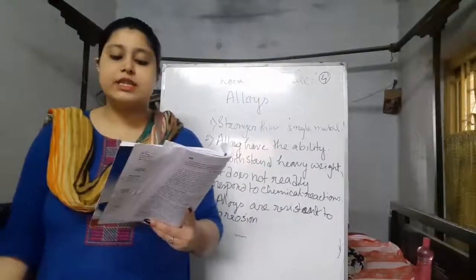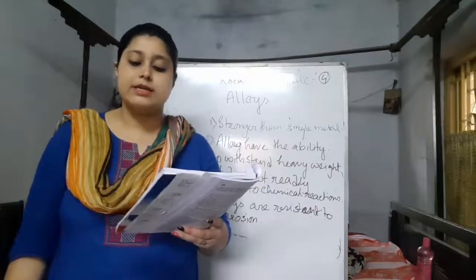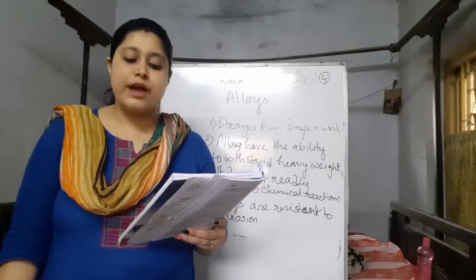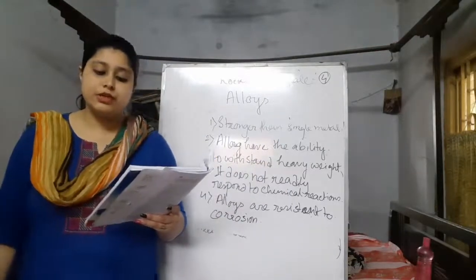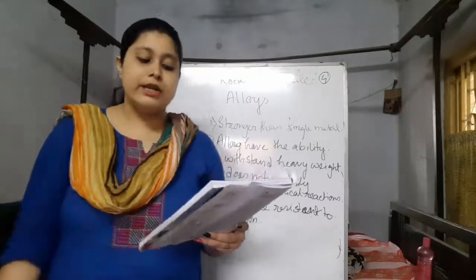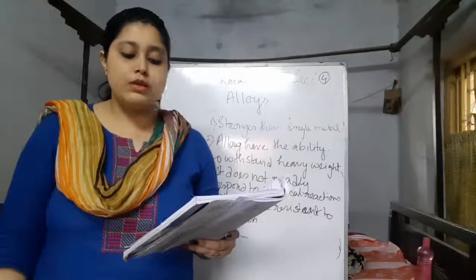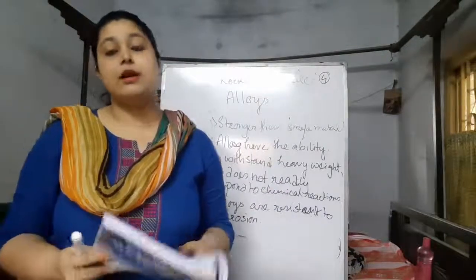Examples: iron mixed with carbon forms steel, which is stronger than iron and can support huge weight. Chromium mixed with iron forms stainless steel, which is resistant to corrosion and hardly responds to chemical reactions. Besides this, gold and other metals are used to make electric fuses, etc., as common alloys.